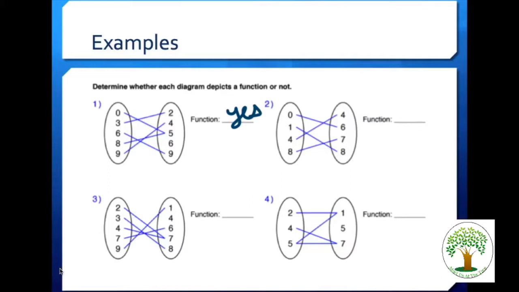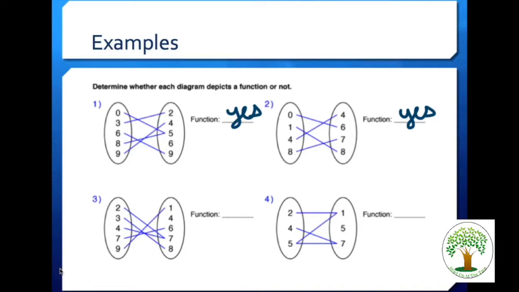All right, number 2. 0 goes with 6, 1 goes with 8, 4 goes with 4, and 8 goes with 7. Is this a function? Yes. There's not even any duplicates on this other side.